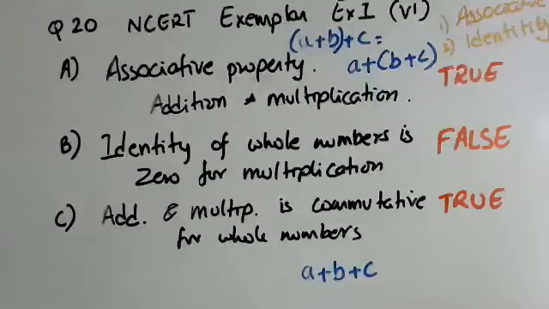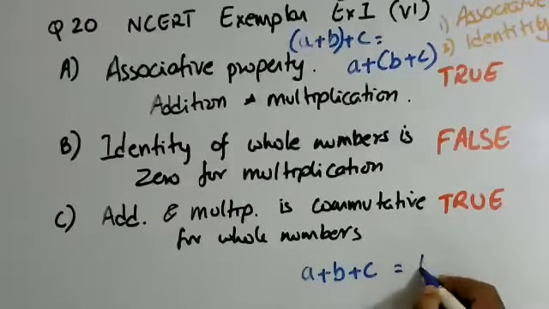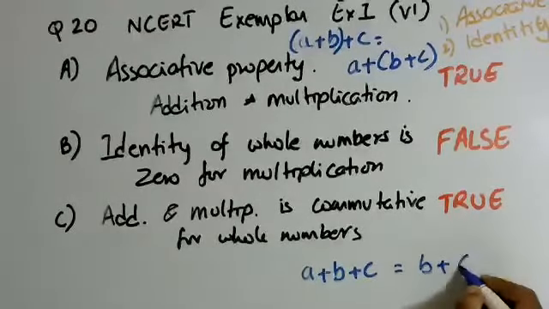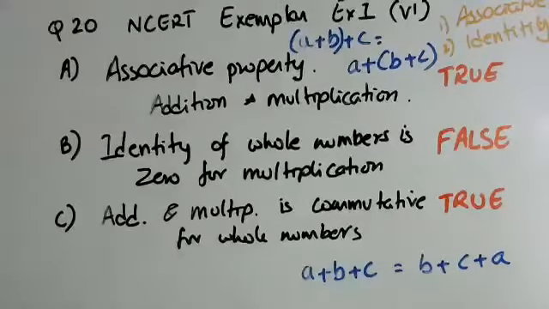So it could be anything. This can be written as B plus C plus A. This is commutativeness. What I have done is B, which is in the second position, I moved to first position. C, which is in the third position, I moved to second position. And A, from first it went to the last position. So therefore, that is commutativeness.